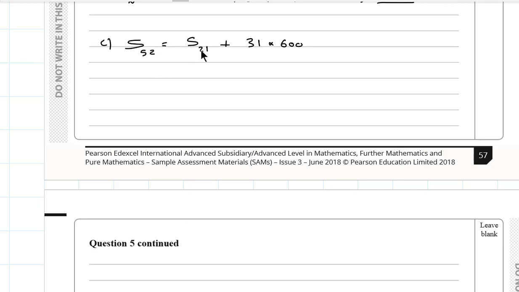What about S21? This can be dealt with as an arithmetic sum. So it will be 21 over 2 multiplied by (a, which is 200, plus the last term, which is 600), and that's it. Plus 31 times 600. Okay, the total sum should be 27,000 mobiles.